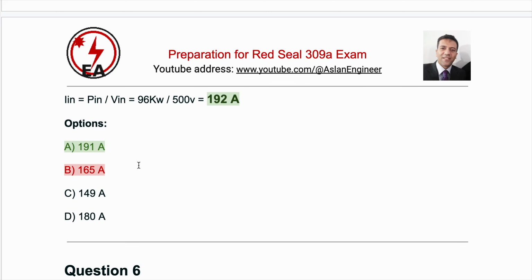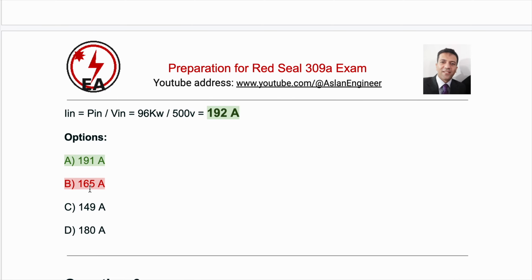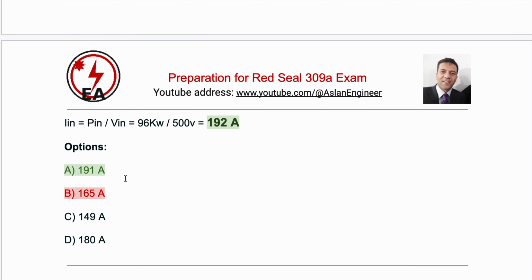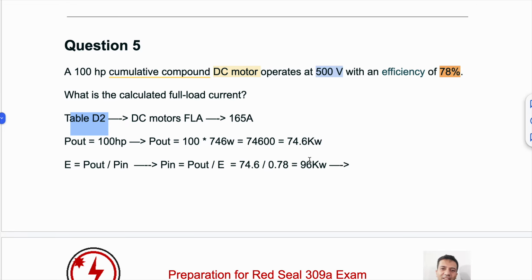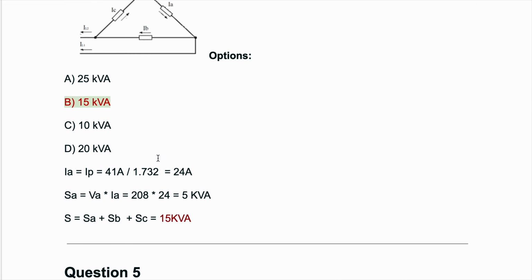This is table D2. Table D2 gives us the 165 amp, but it's not correct because we have enough information depending on note 2 of this table D2. When we have enough information in our situation, in our question or in the real world, we shouldn't use that table. We can use this method to calculate the right ampacity of the wire.